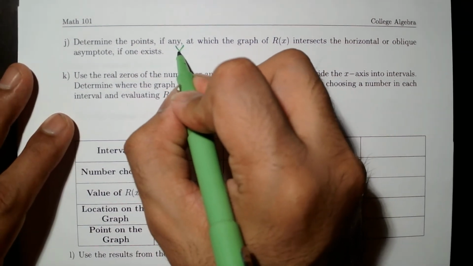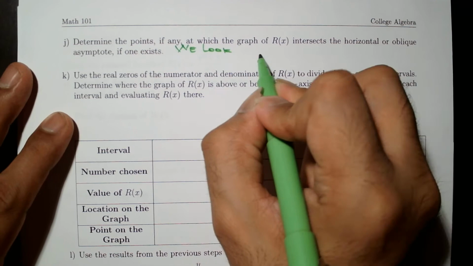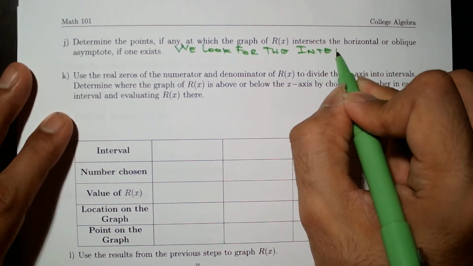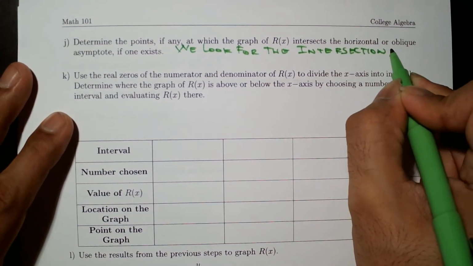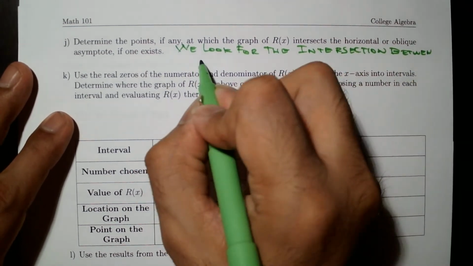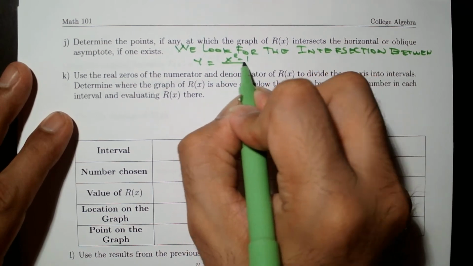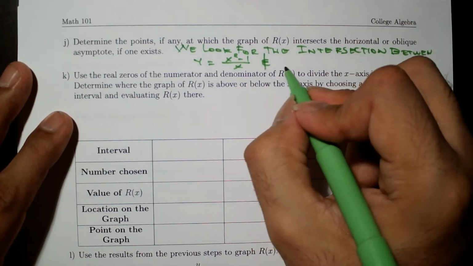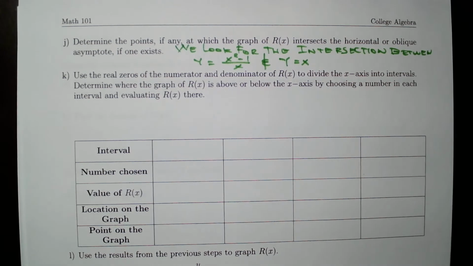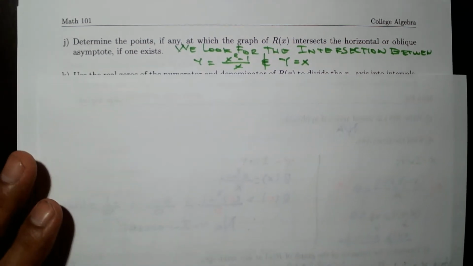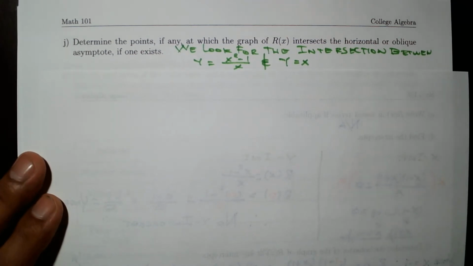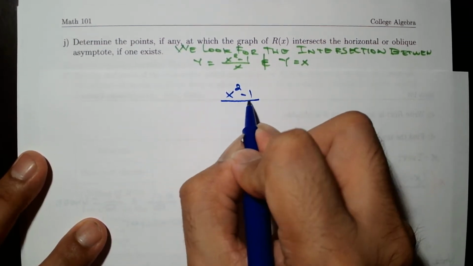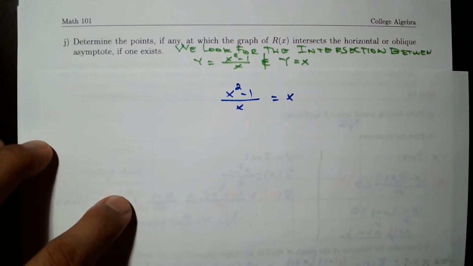So we look for the intersection between y equals the original function x squared minus 1 over x and the oblique asymptote. There's no horizontal asymptote, but there is an oblique asymptote, which is y equals x. I'm going to use the back side of the previous page, so you can still see what we're doing here. I'm going to set these two equal to each other. That is x squared minus 1 divided by x equals x, and I'm going to solve this equation for x.